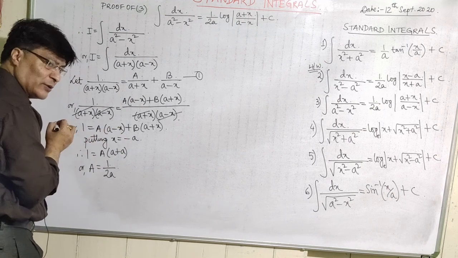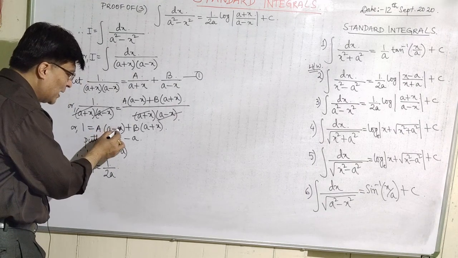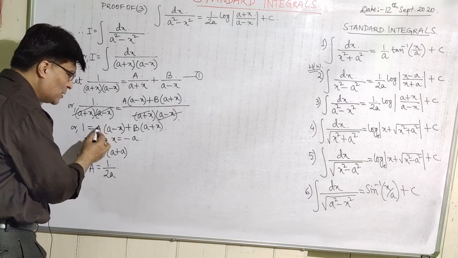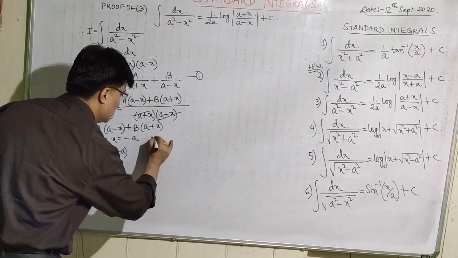You have to put x is equal to a. X is the variable. You can give any values to x. But if you put x is equal to a, this will be a minus a, 0. This term is 0. You can get the value for B.